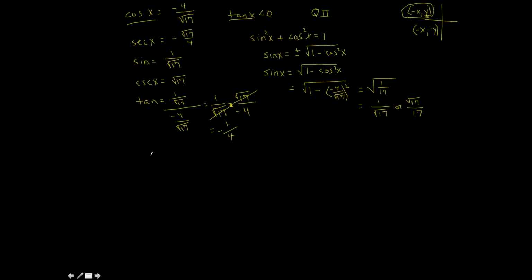Well, what is cotangent then? Cotangent x. Don't forget to write your x. I've forgotten that twice already. Forgot it right there, and I forgot it right here. Cotangent x is the reciprocal of tangent, so that's just going to be negative 4. So we found all 6 trig functions, using another identity. We just used the Pythagorean identity this time.